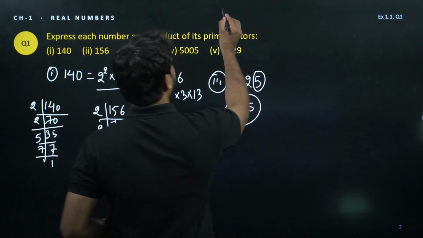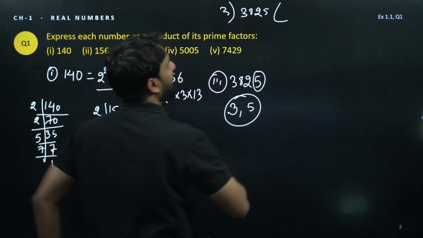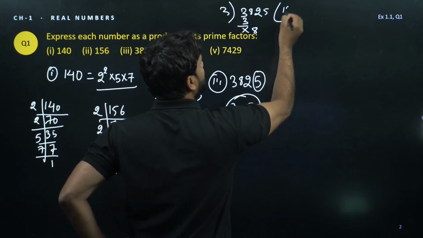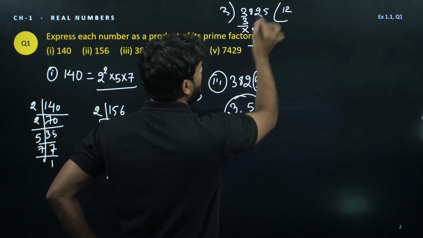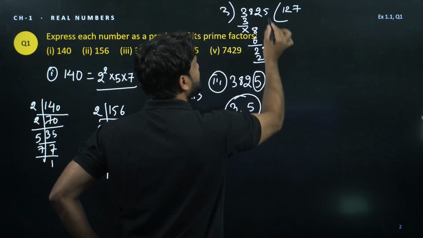So if we divide 3825 by 3, what do we get here? 3 ones are 3. Okay, now 8 is there, so 3 twos are 6, and this is 2 and this is 2. Now my dear, 3 sevens are 21. Now this is 1 and 5.